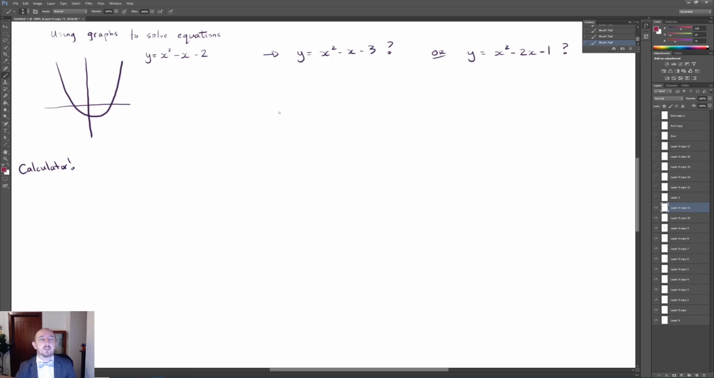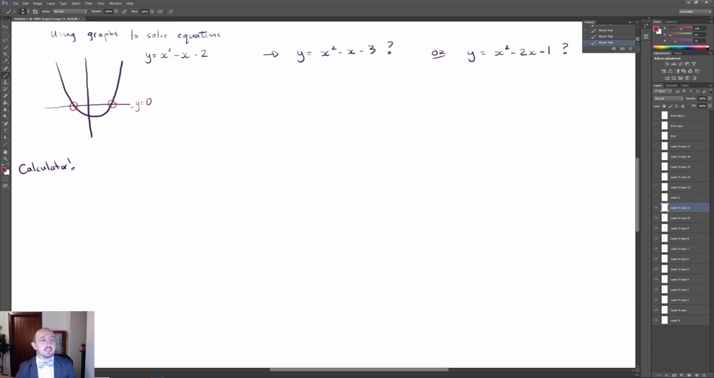The next topic I'm going to talk about is using graphs to solve equations. When you have a graph and you solve an equation, you're looking for the points where the graph crosses the x-axis, okay? Because the x-axis is actually where y equals 0. This is why we put quadratics equal to 0. We're actually finding where they cross this axis.